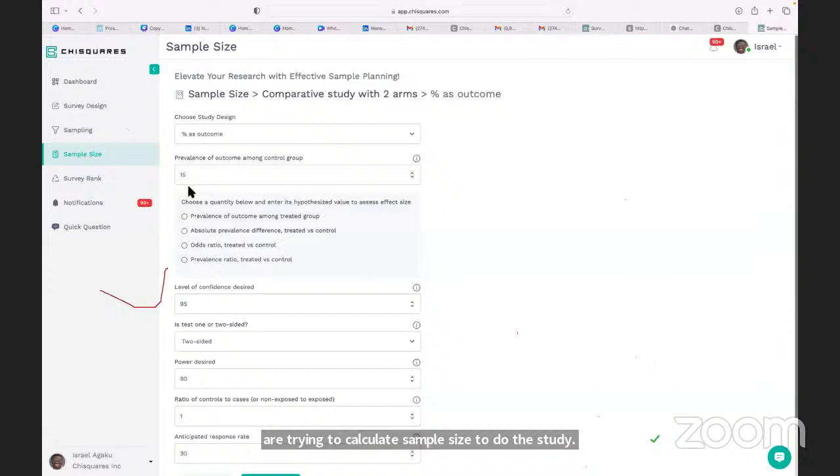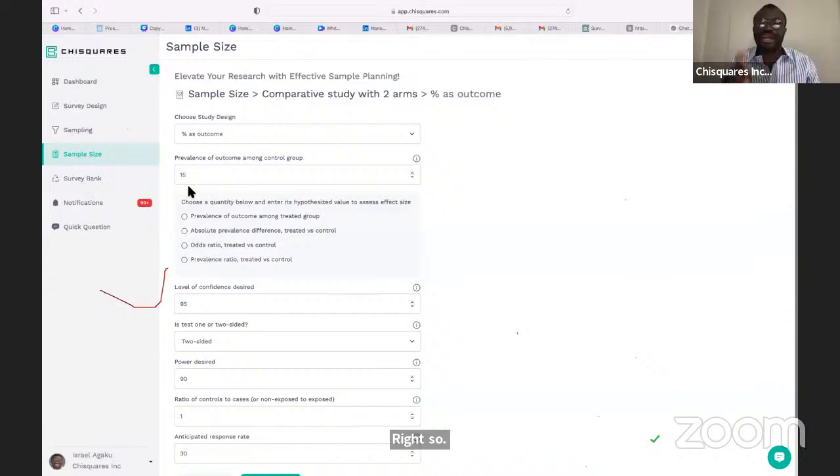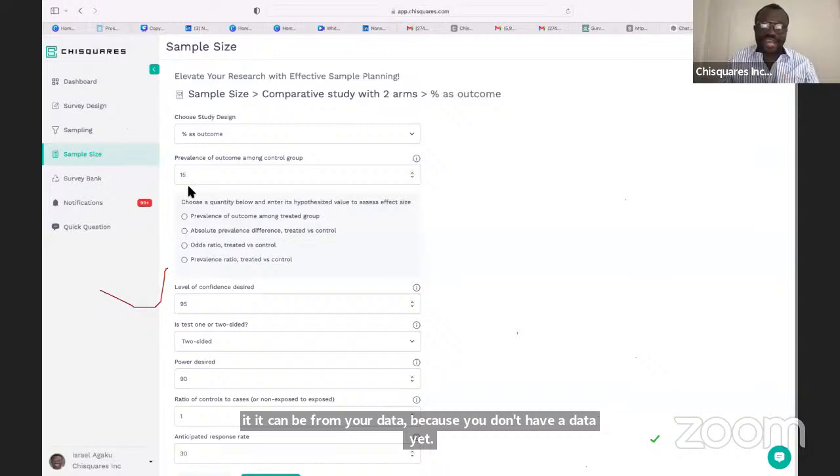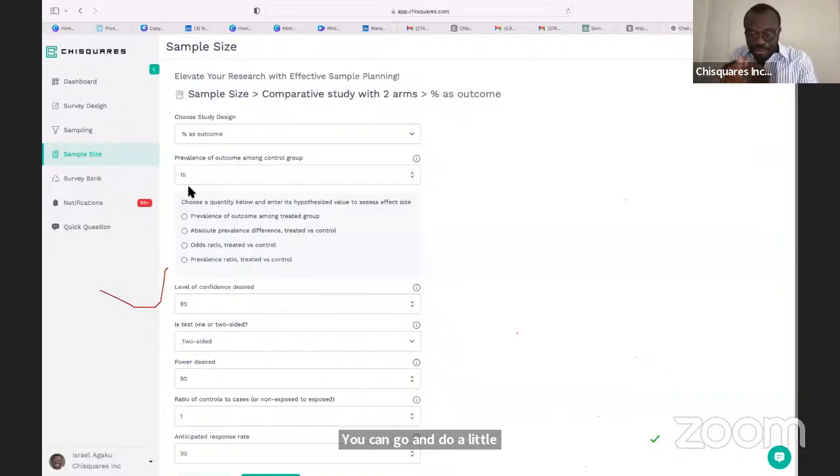Right? So in this case, you should go and do a literature review to see what other studies have done. What did other studies find out in terms of the percentage of patients on this treatment who have anxiety symptoms? It doesn't have to be in your community. It can be, because we can argue that biological responses are likely to be the same across populations. So that assumption can be made, but it's something you can get from the literature review.